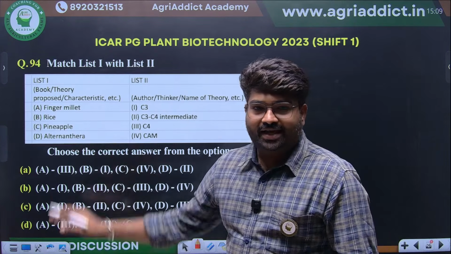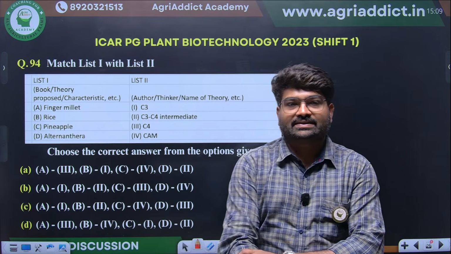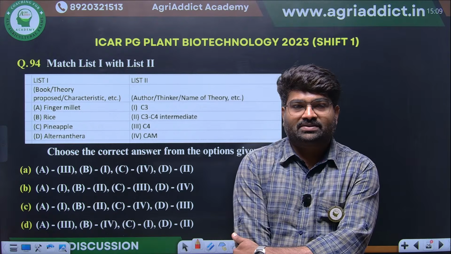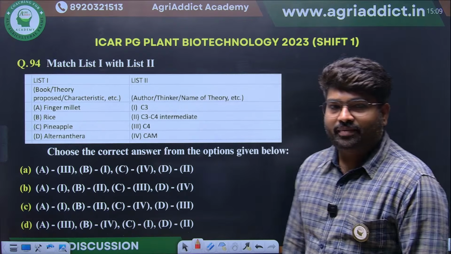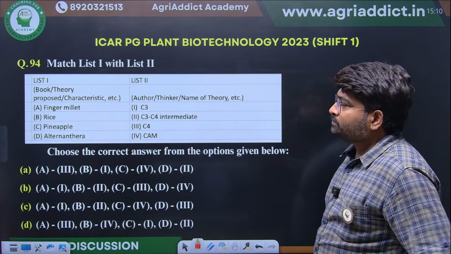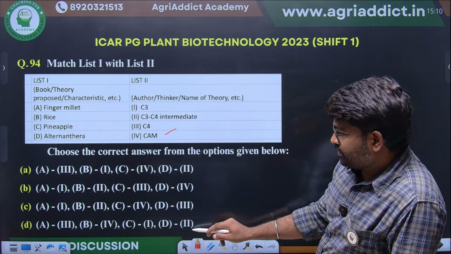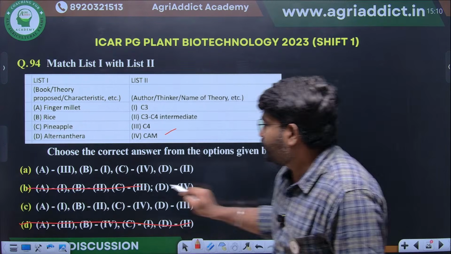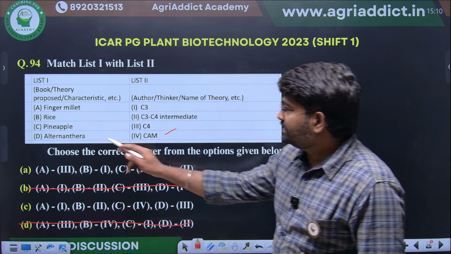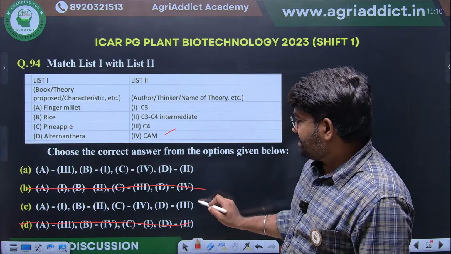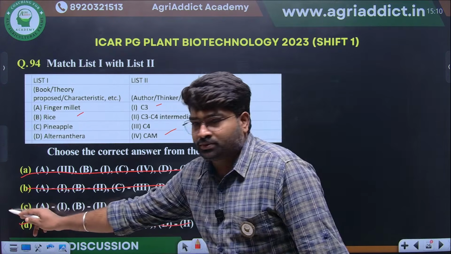Next, they have given different crops. We have to match what is the example for each and every crop, whether it is a C3 crop, C4, or CAM, or C3-C4 intermediate. Just match and let me know what will be the answer. Go with the easy thing. Pineapple, yes, we know it's a CAM plant. So 3 will come option 4. Then Alternanthera, it's a typical example for C4. Yes, D will come option 3. Rice is a C3 plant. Yes, option 1. So C will be the right answer.